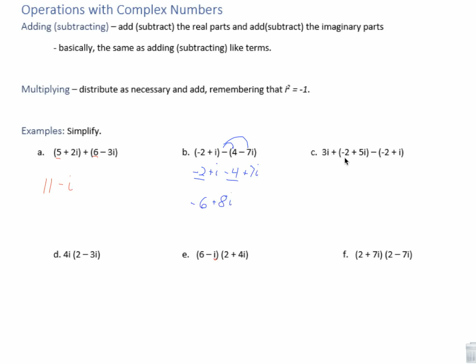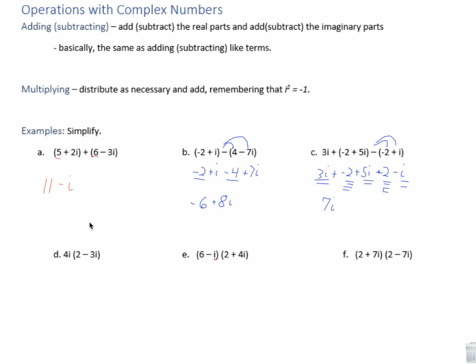Here we just have 3 complex numbers added together. Adding's okay. Here's subtracting, so I'm going to go ahead and change this again. So we have 3i plus negative 2 plus 5i. This negative is distributed, so we have plus 2 minus i. And now we can look at like terms. 3i plus 5i is 8i, minus i is 7i. And then negative 2 and positive 2 is 0. So our answer is 7i.